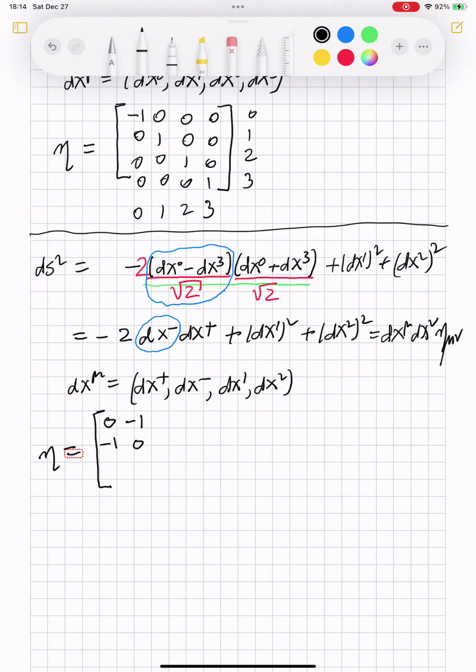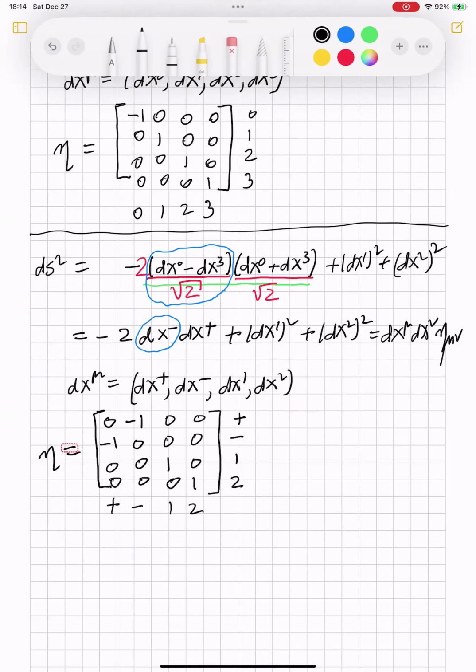Now, in the metric, there is a minus 2 dx minus dx plus. That minus 2 comes from the 2 off diagonal terms. And then we've got the rest of the metric, which I filled in over there. And let me just point out how the rows and columns of the metric are labeled. They are plus, minus, 1, 2, and plus, minus, 1, 2.